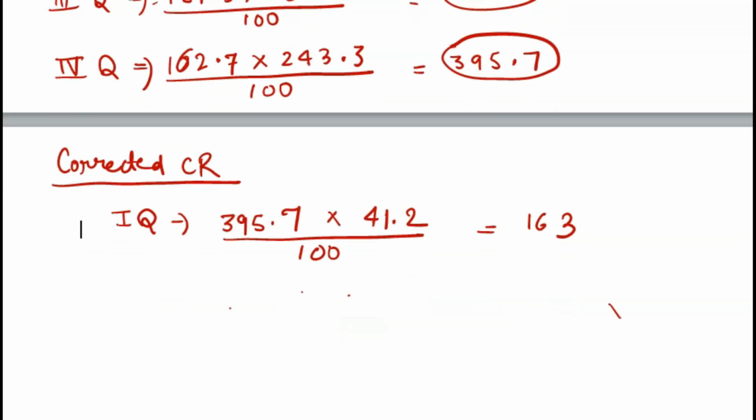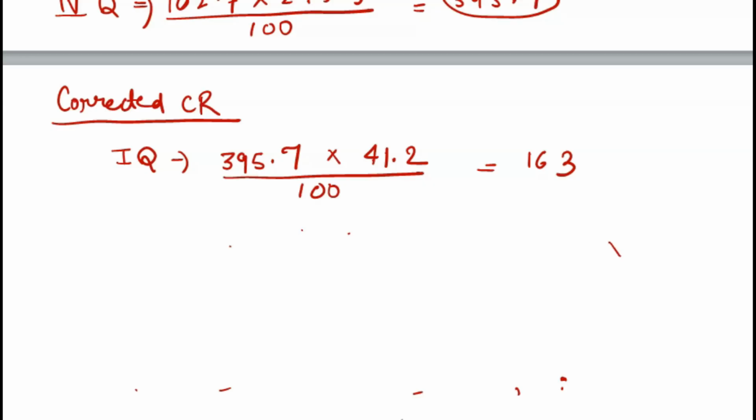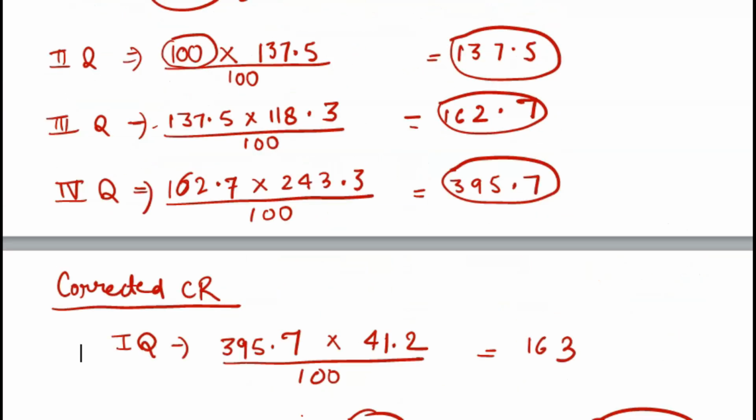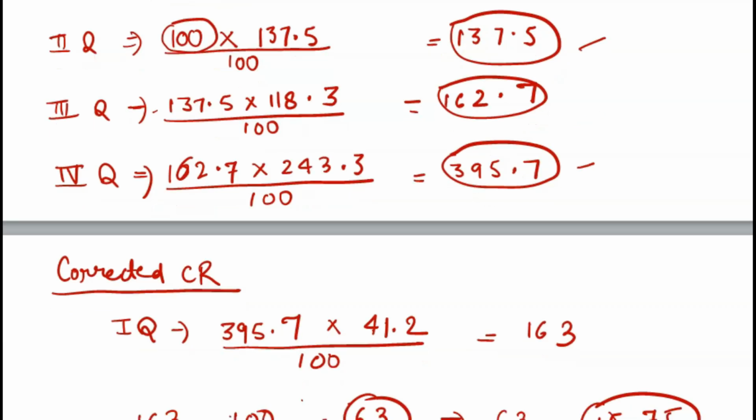In the beginning we have taken it as 100. 163 is current, but in the beginning we have taken it as 100. So the difference is 63. So this is the total difference. Now per quarter difference will be 63 divided by 4 equals 15.75. So this is the per quarter difference. Each quarter we need to change the values by this. So first quarter is done. Now second, third and fourth quarter we need to make changes with this 15.75.